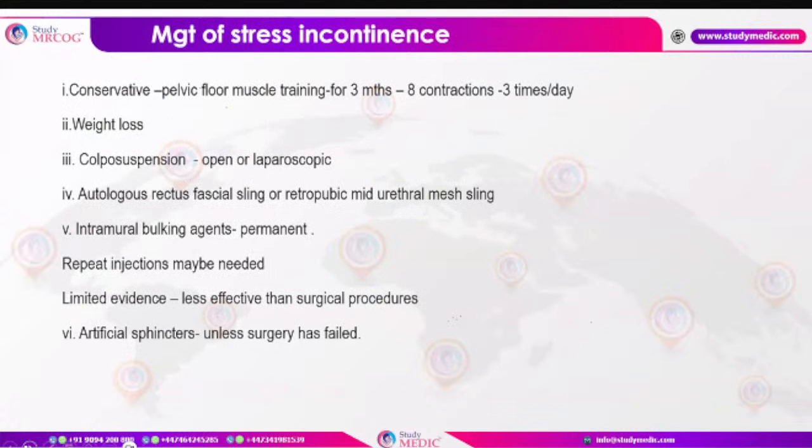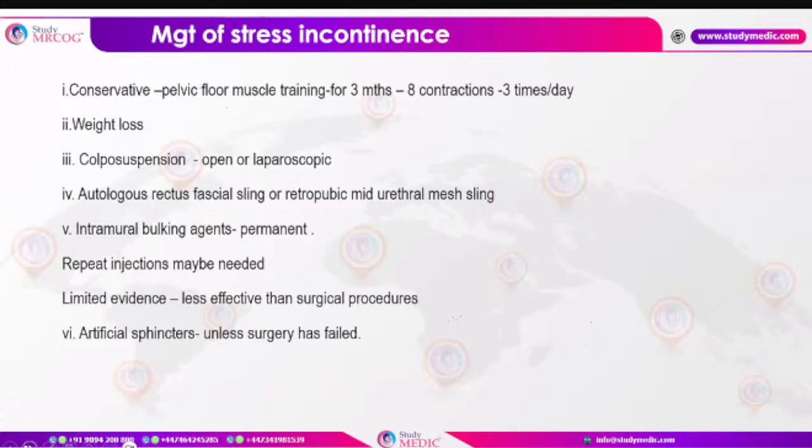Now coming to stress incontinence. The first is conservative therapy like pelvic floor muscle training. We saw for 3 months, 8 contractions 3 times a day. Weight loss if BMI is more than 30. Then the first line of surgery as advocated by NICE guidelines now is colposuspension, also known as Burch colposuspension. You can either offer it as an open or a laparoscopic procedure. The second is autologous rectus fascial sling or retropubic mid-urethral mesh sling.